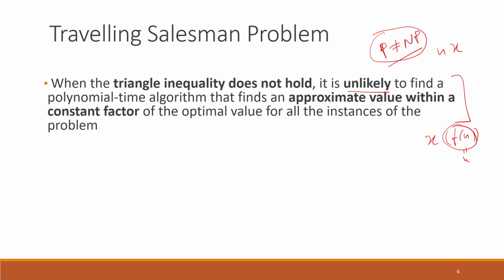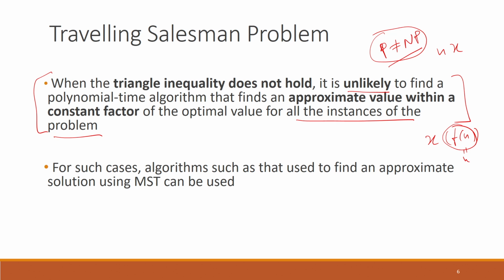Okay. So that is what it is saying: if the triangle inequality does not hold, there is no possibility that we will have a constant factor polynomial time algorithm. Okay. And whenever we say a constant factor polynomial time algorithm, it should be able to guarantee that it will give a solution which is a constant times the optimal value for all the instances of the problem. Okay.